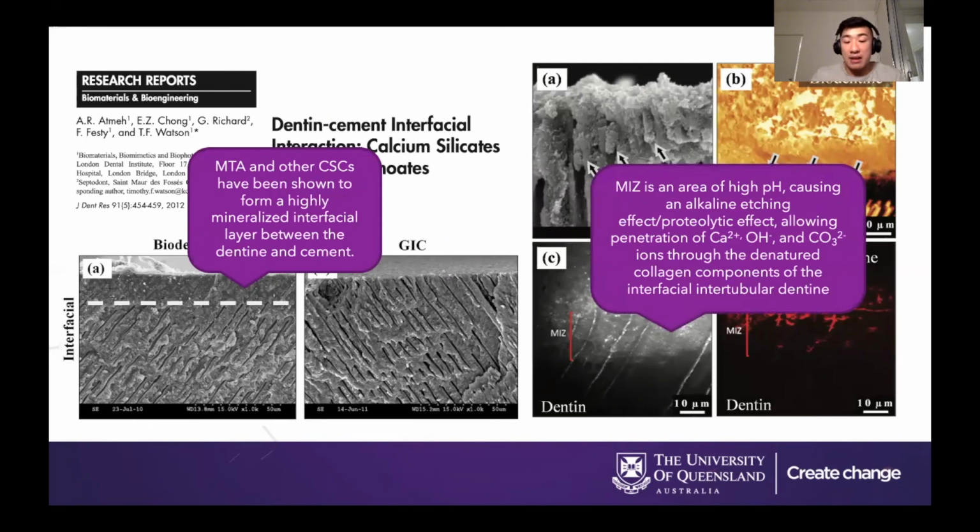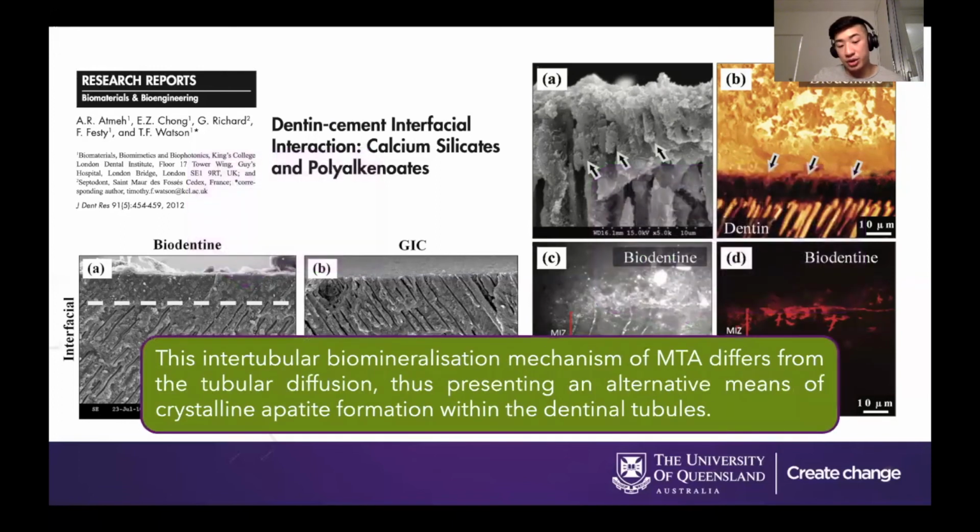The zone is of a high pH due to the release of calcium hydroxide ions as MTA sets, causing a localized alkaline or proteolytic effect to the surrounding collagen components of dentine. This facilitates the transfer of ions to allow intertubular mineralization. So it should be noted that this form of mineralization actually differs from tubular diffusion and occurs regardless of tubular patency.